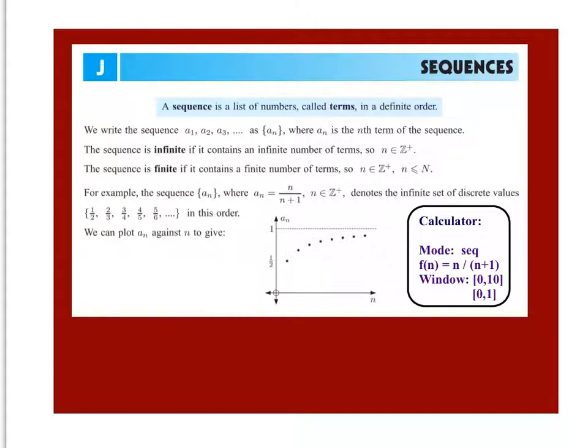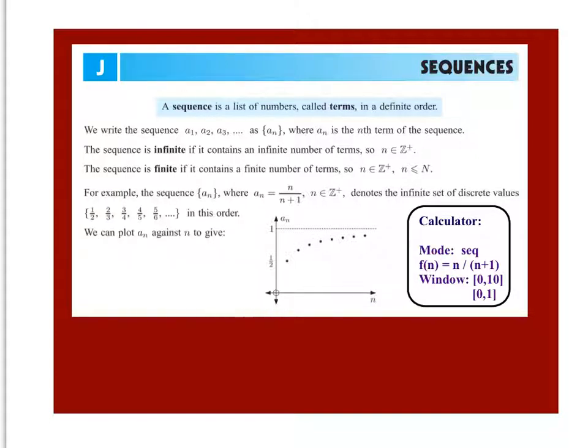So an example of this would be where a sub n equals n over n plus 1. And this would denote the infinite sequence of discrete values in this order. And we can plot a sub n given like this.